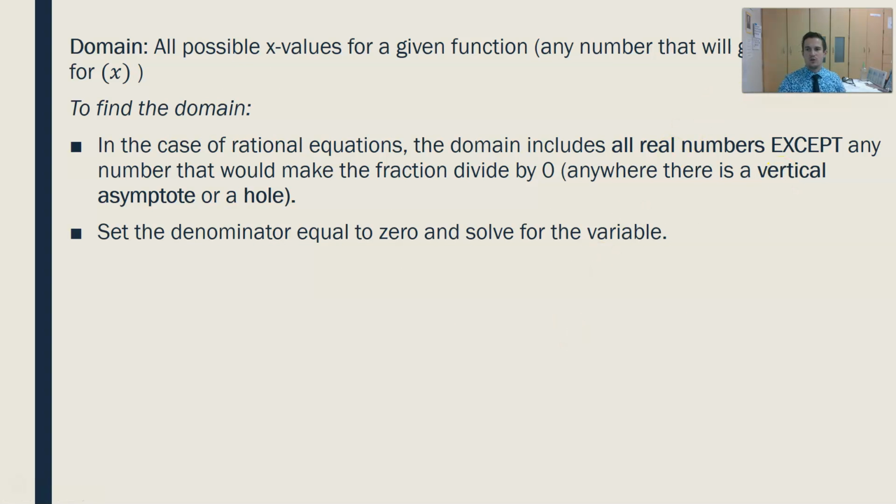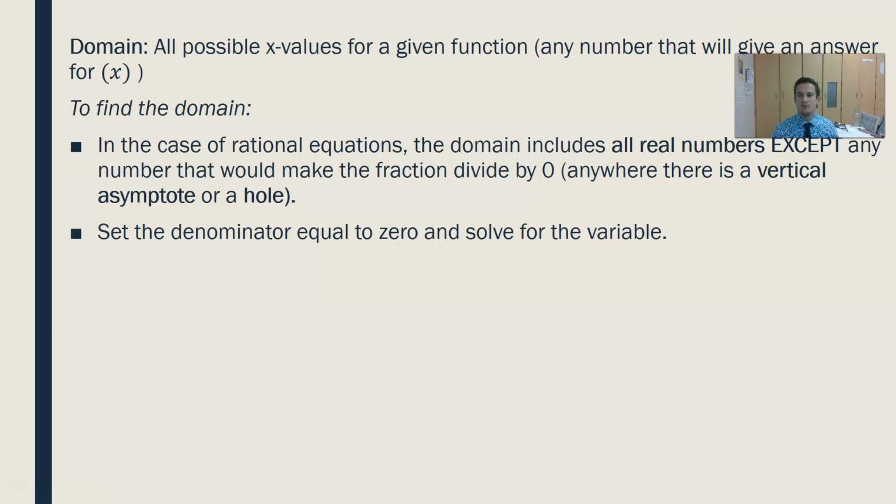Okay, so let's give ourselves a little bit of a reminder. When I talk about the domain, it is all the possible x values for a given function. Or in other words, any number that will give an answer for x. So to find the domain in the case of rational equations, the domain includes all real numbers except any number that would make the fraction divide by 0, anywhere there is a vertical asymptote or a hole.